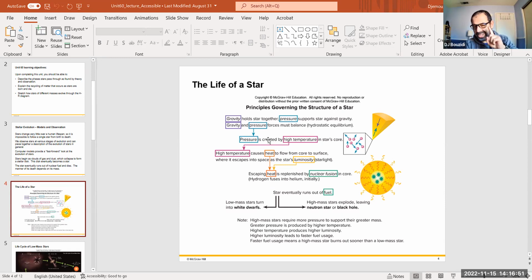However, when it runs out of fuel in its core, namely hydrogen, then there is a problem. Depending, of course, on its mass, there are different stages that it can go through, but those are very short-lived compared to its main sequence life. And again, there are two possibilities here. Either it's a low mass star or a high mass star. A low mass star can end up being a white dwarf, and this is where the sun is headed.